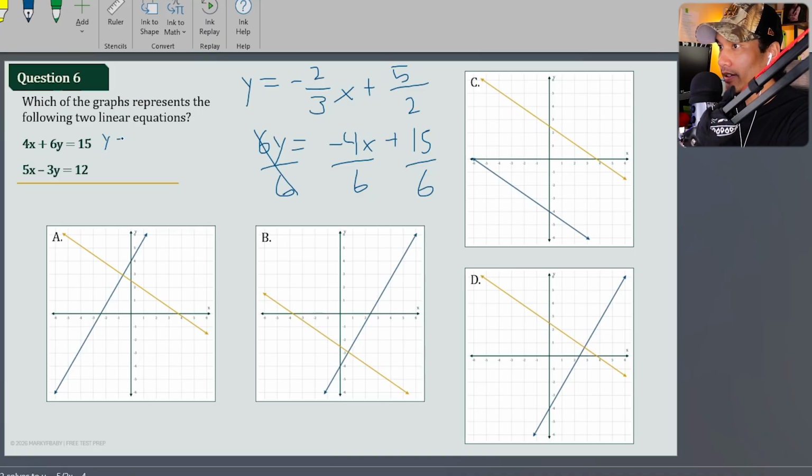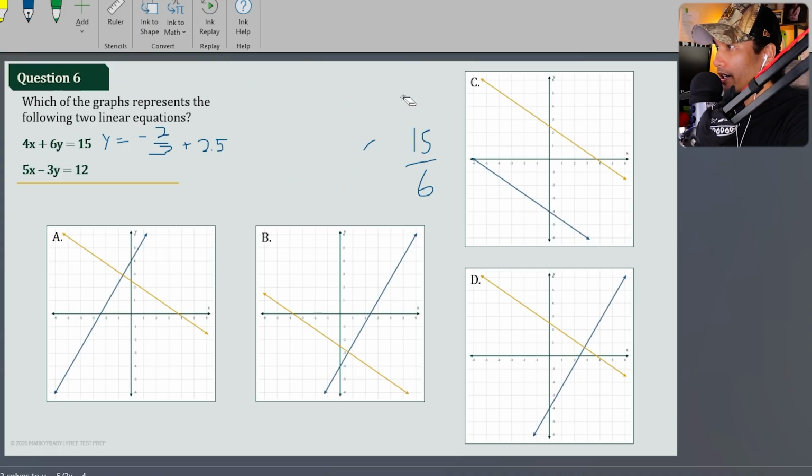So I'm going to write it like this: y equals negative 2 over 3 x plus 2.5. And the reason why I'm writing it 2.5 is because that is our y-intercept. And that's just so much easier to look at on a graph. Okay, so we have that. Let's go ahead and isolate y for the second equation.